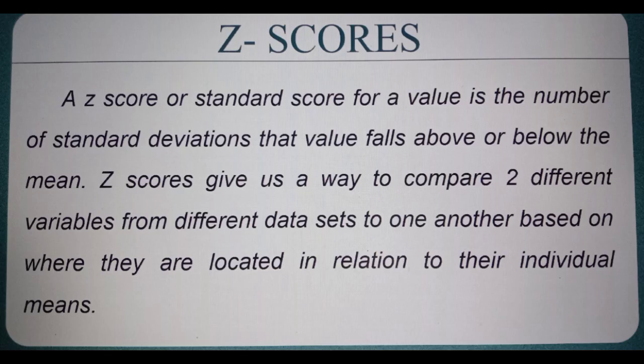Additionally, a z-score or standard score for a value is the number of standard deviations that value falls above or below the mean. Z-score gives us a way to compare two different variables from different data sets to one another based on where they are located in relation to their individual means.